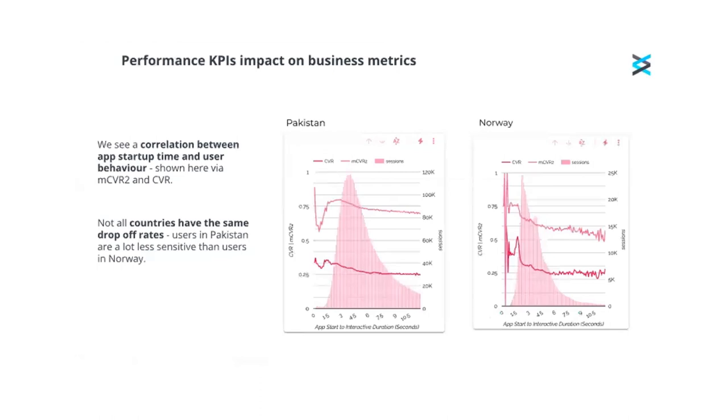So as I mentioned, we did an experiment on how performance KPIs impact business metrics. And as shown in these graphs here, we do see a correlation between upstart time and user behavior. Basically we can notice that as the app start time increases, the user is less likely to go on to the next phases of the app. But also not all countries have the same drop-off rates. Here we can notice that Pakistan users are a lot less sensitive than the users in Norway. So Norway users would expect the app to be faster, but Pakistan users would be more resilient to delays in the application.